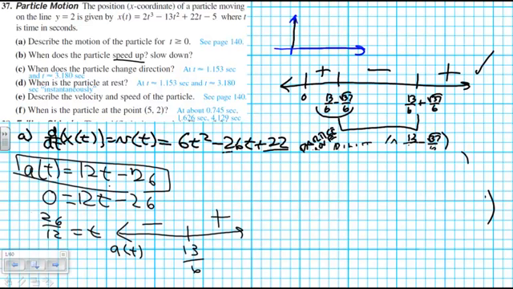Let me draw that 13/6 line right there. Remember, velocity is here, acceleration is here, and all the way over on this side of that red line, it's all negative. And on this side of the red line, this is all acceleration, and this is acceleration. So you ready?